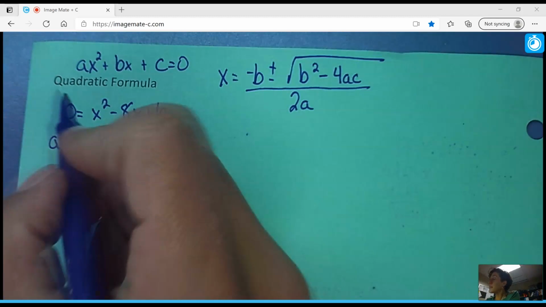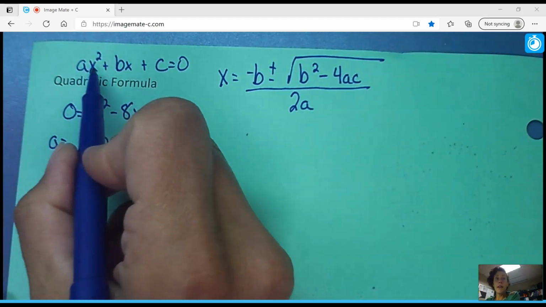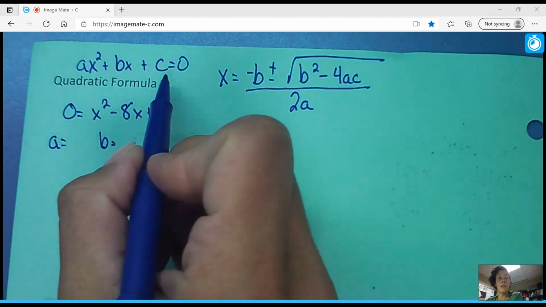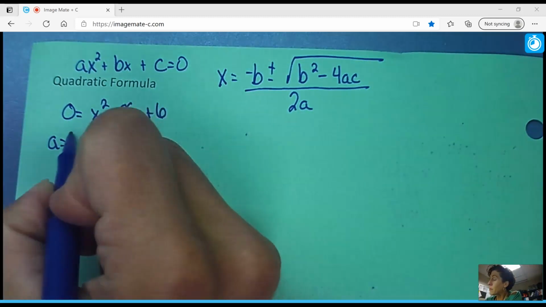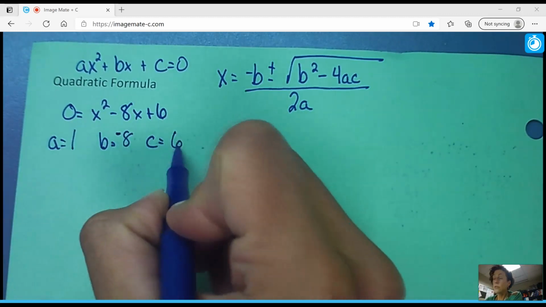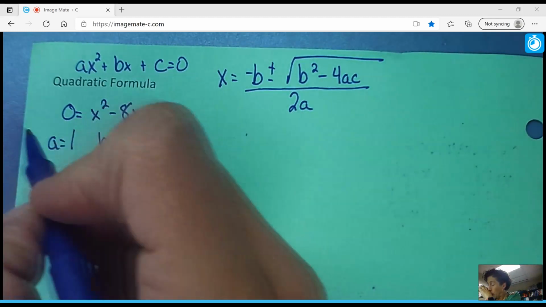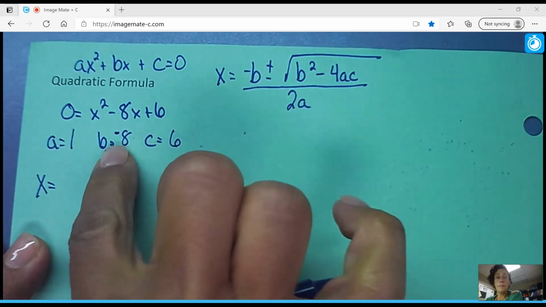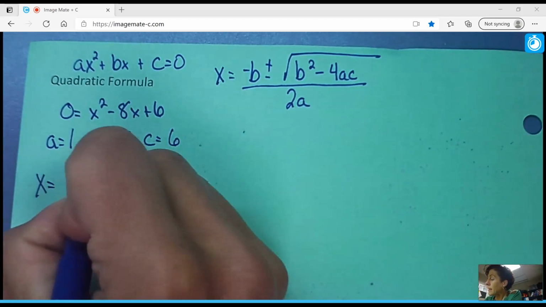And so a is the coefficient in front of x squared, b is the coefficient or number in front of x, and c is just the plain number. So I have my invisible 1. This one is -8, and c is 6. Do not put any x's in here. So it goes x equals opposite of b. So I will put 8 plus or minus.